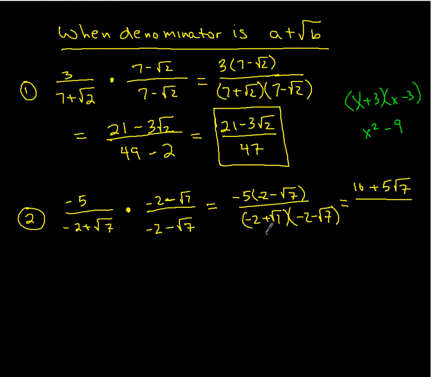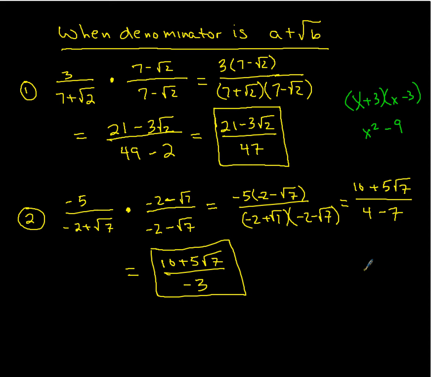Now in the denominator, multiply the first two terms. Negative 2 times negative 2, that gives me 4. And then root 7 times negative root 7 just gives me 7, and I'm going to be subtracting those. Now when I simplify, 10 plus 5 root 7 in the numerator, and then in the denominator, we'll just have negative 3. Can't simplify anything else, so we're done with that.